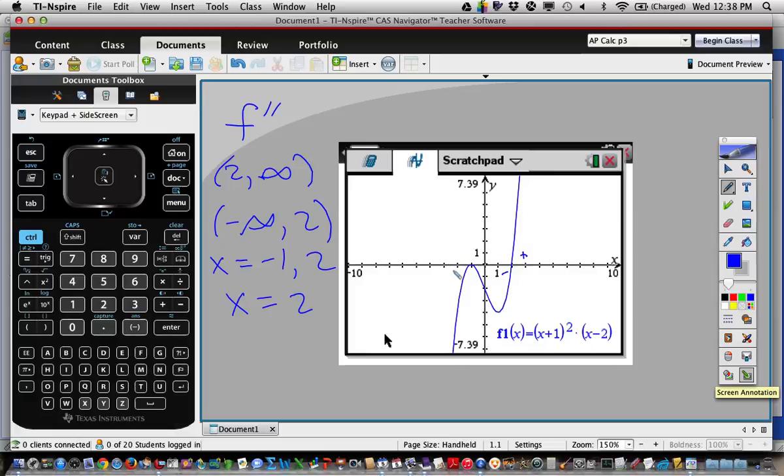Right here, f double prime is negative and stays negative. So therefore, f would be concave down and stay concave down. Okay, so one inflection point at x equals 2. Sketch a graph of f prime.